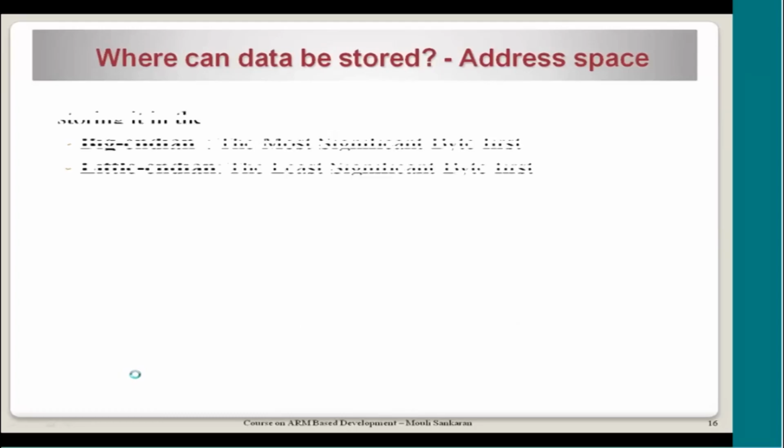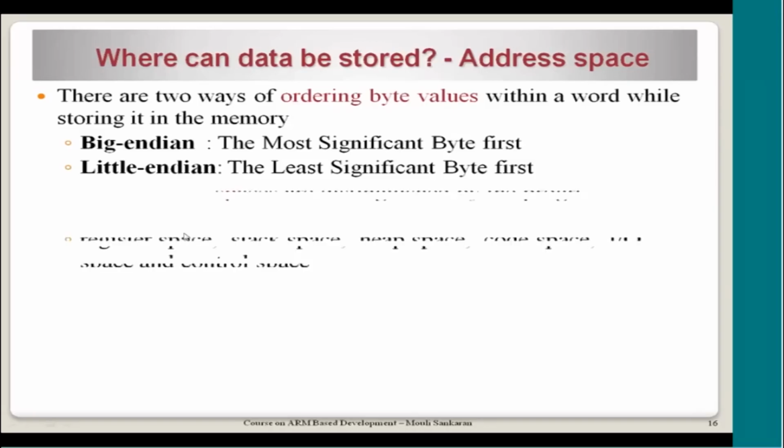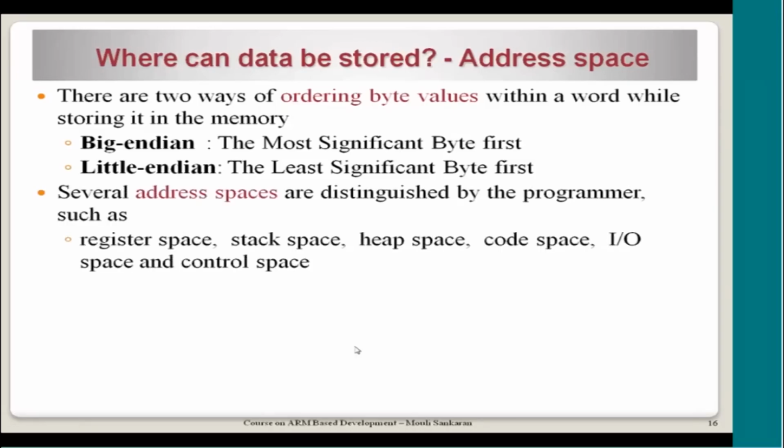Now, we talk about representation of data. We need to store it in the memory. There are two ways of storing it, which are called big endian and little endian. Let us not go into detail. We will talk about these two representations in the subsequent lecture.